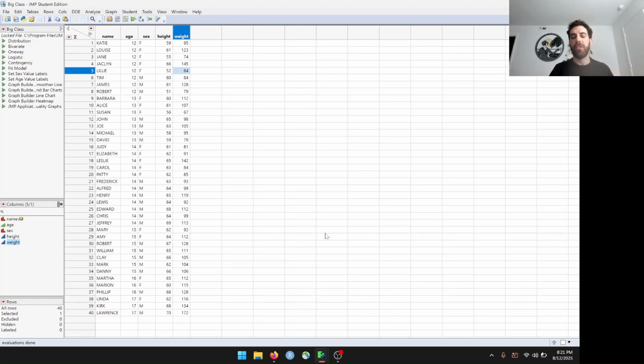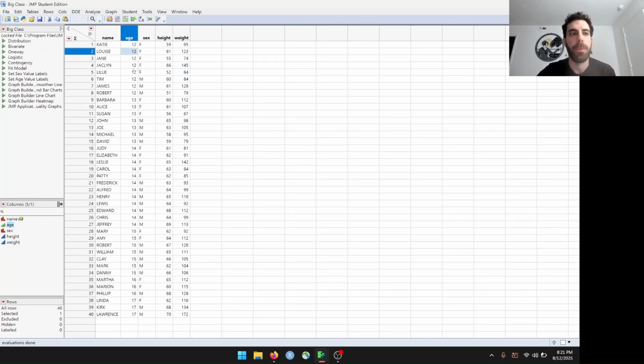Okay, so we're going to stop at this simple example for now, and next lecture we're going to dive into age, which JMP treats a little bit differently than you might expect, and we'll start to look at that sort of data.